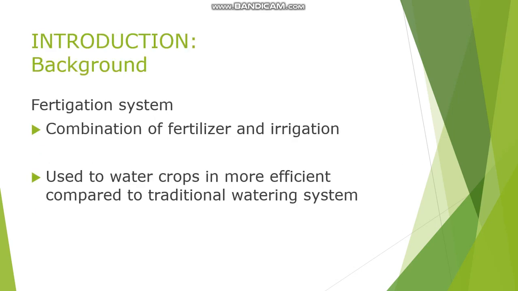What is a fertigation system? Fertigation comes from the word fertilizer and irrigation combined. Hence, a fertigation system is a system that distributes fertilizer in an irrigation line system. It is used to water crops more efficiently compared to traditional watering systems and to supply nutrients to the crops.